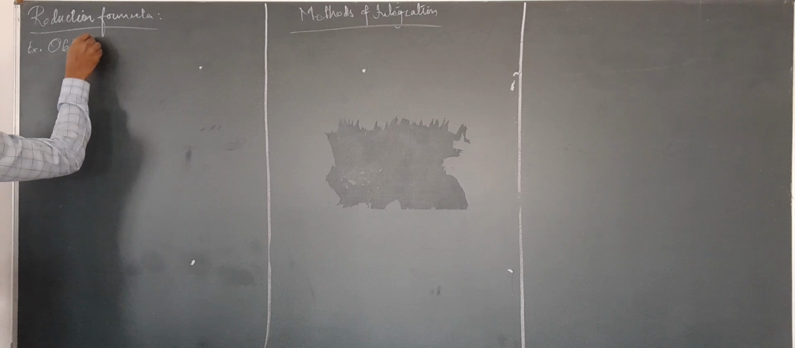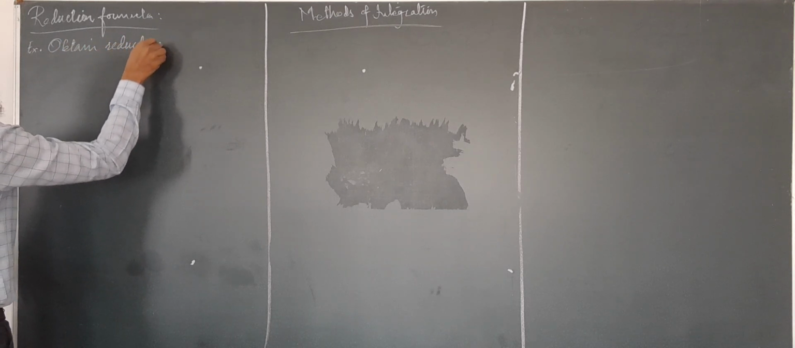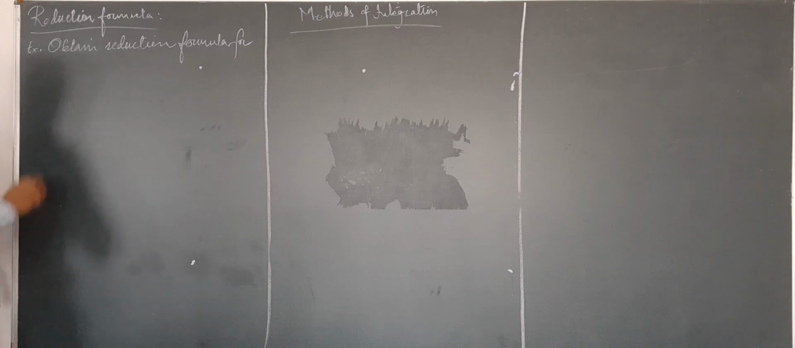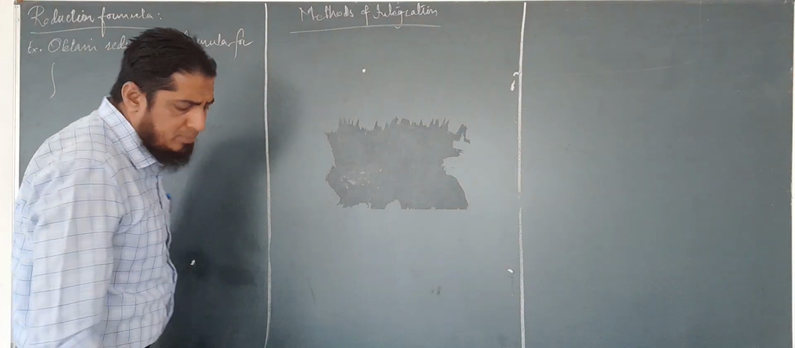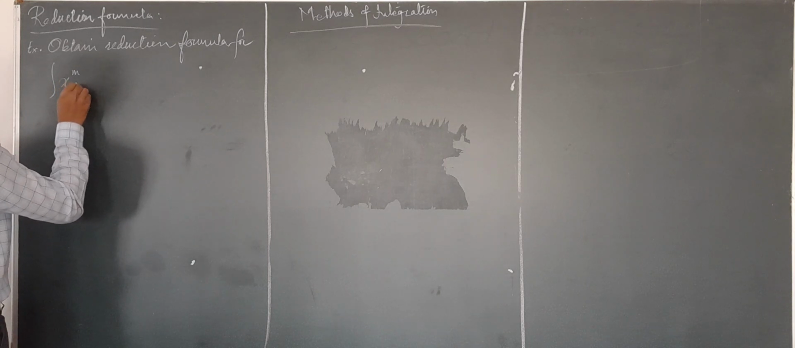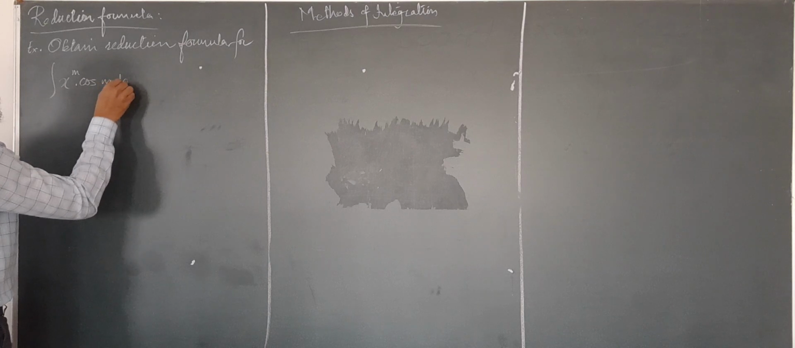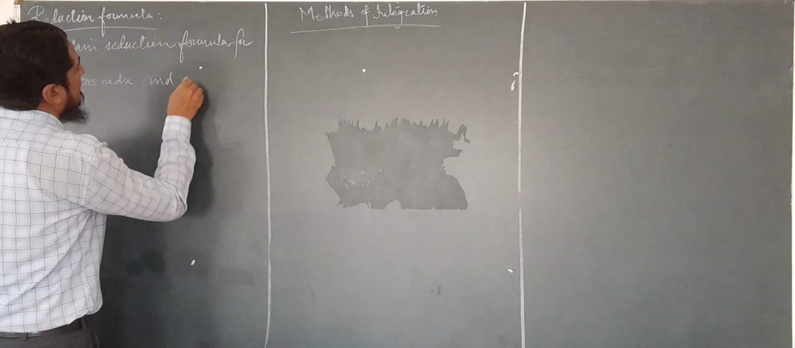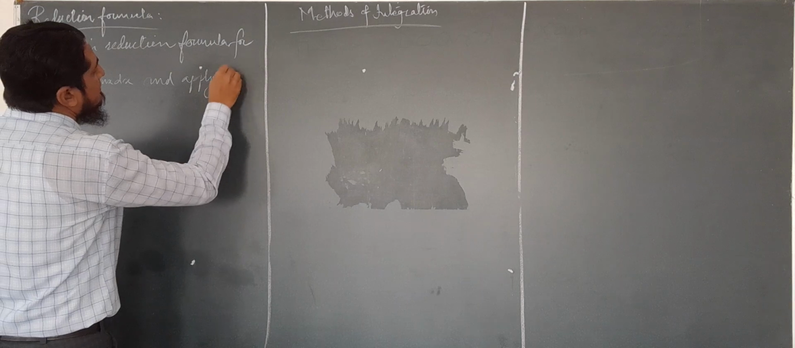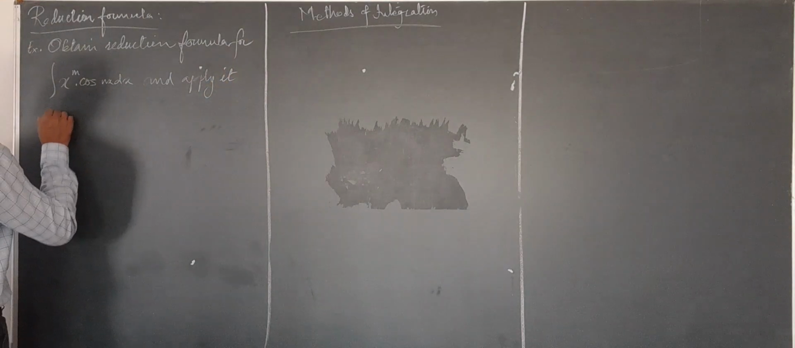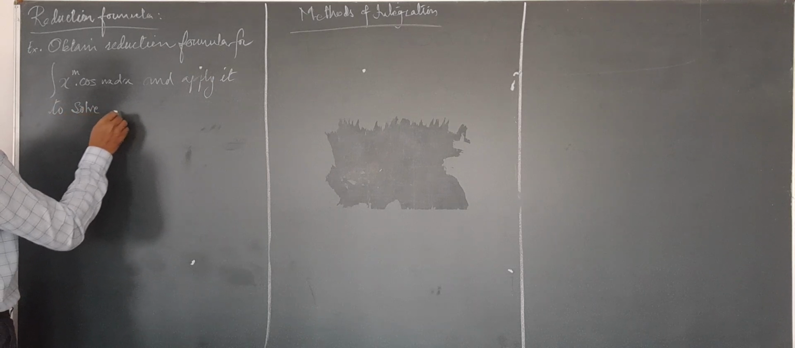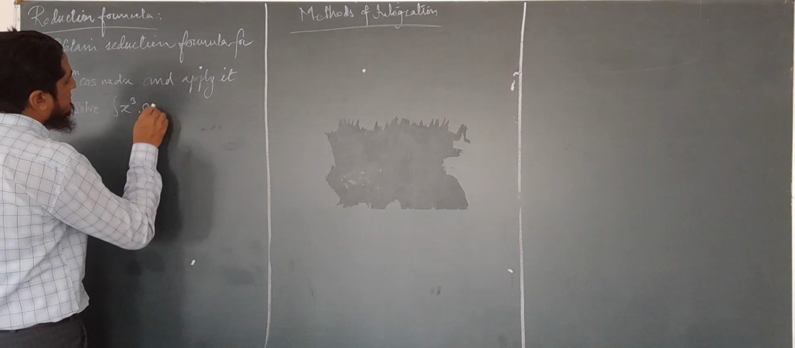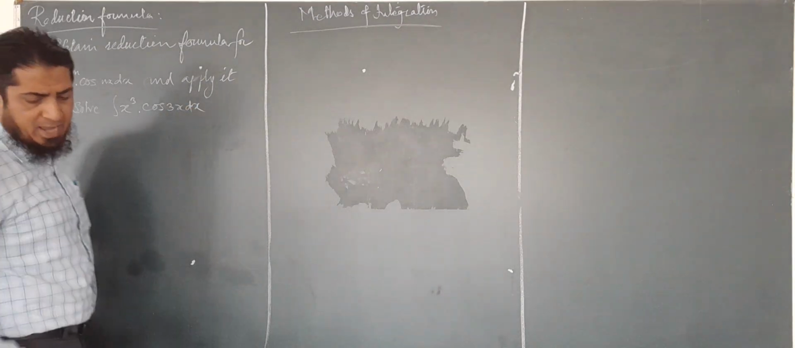obtain the reduction formula for integration of x raised to m cos nx dx, and apply it to solve x cube cos 3x. Correct?